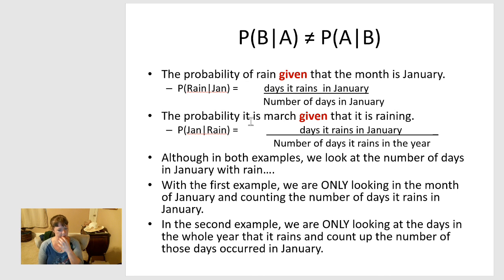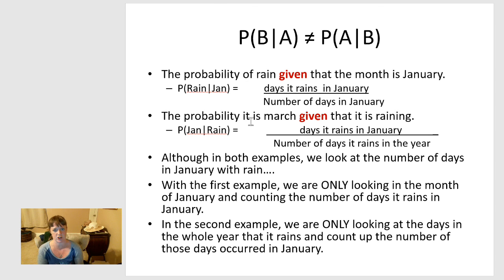What does that mean? That means if I want to know the probability that it's raining today, assuming that it's already January, the only days I'm allowed to consider are the days in January, like the 30 some odd days that are in January. Any days in February, March, April, May, June, July, August, I'm not allowed to look at those days. And then I count up the number of rainy days only in January. That's going to give me some probability.